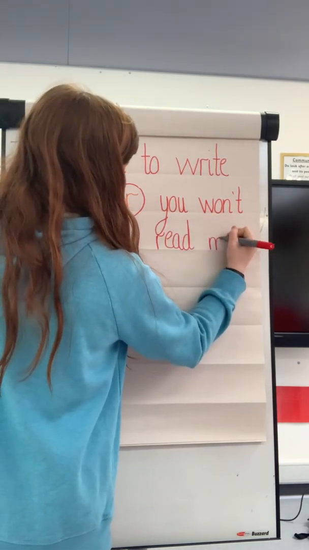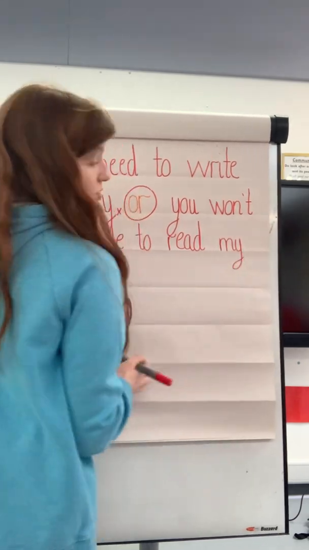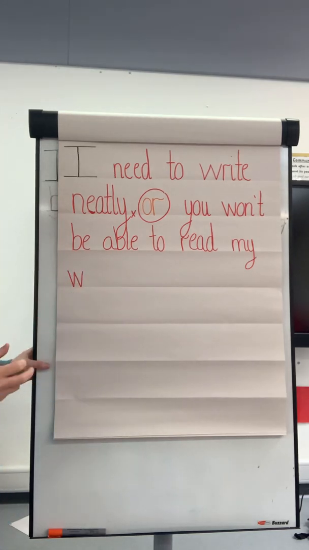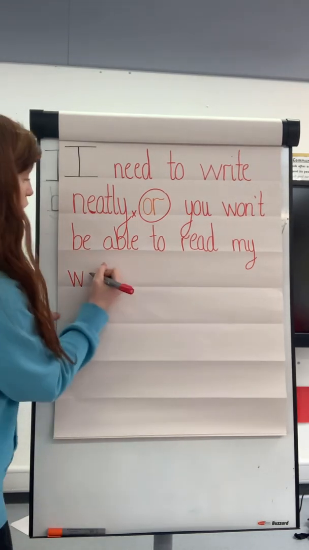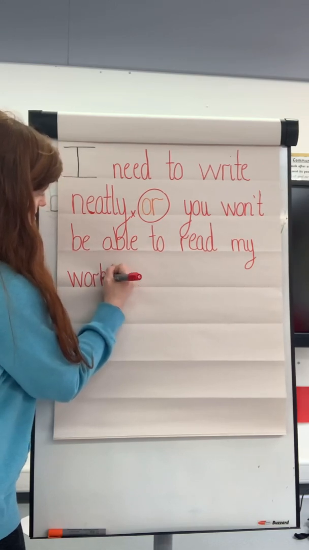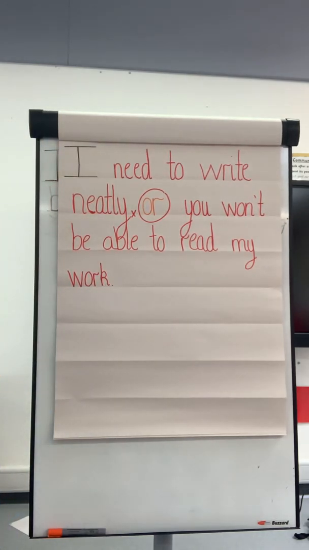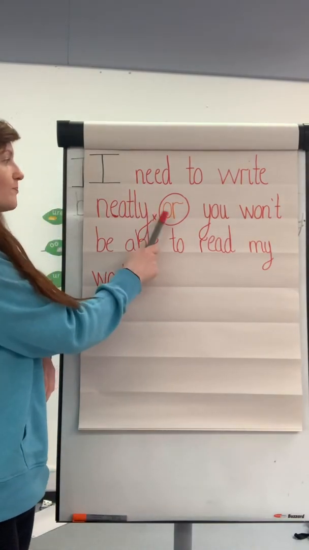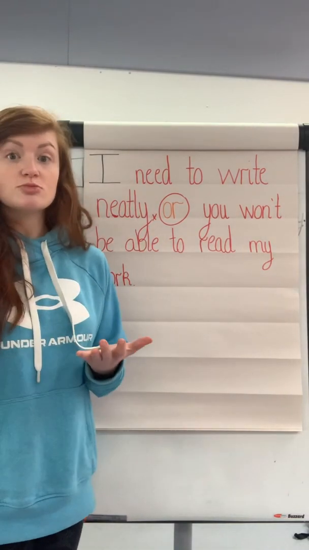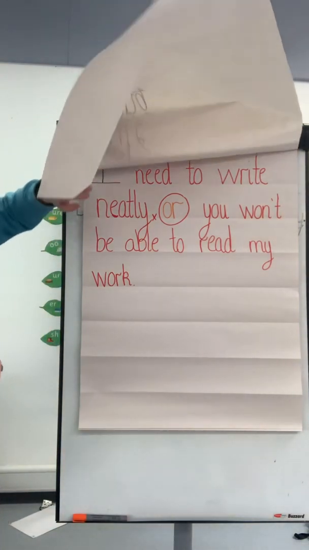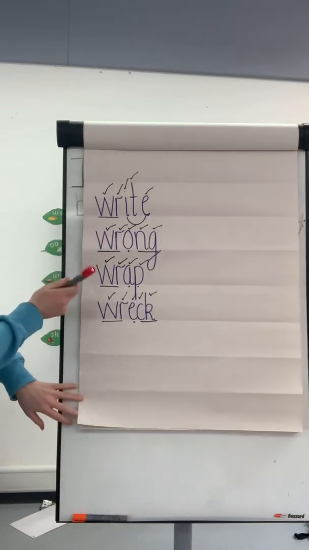My. And then work's quite a tricky one because it sounds like an er sound, which might be spelled IR or ER or UR, but it's not, it's O. And then that kicking K on the end, the full stop at the end. I need to write neatly, or you won't be able to read my work. So see whether you can now extend my sentence using that conjunction or. And then if you want to, you could choose some of the other words that we've had a look at today and you could write your own sentence for them. So remember we had a look at right, wrong, rap and rep.